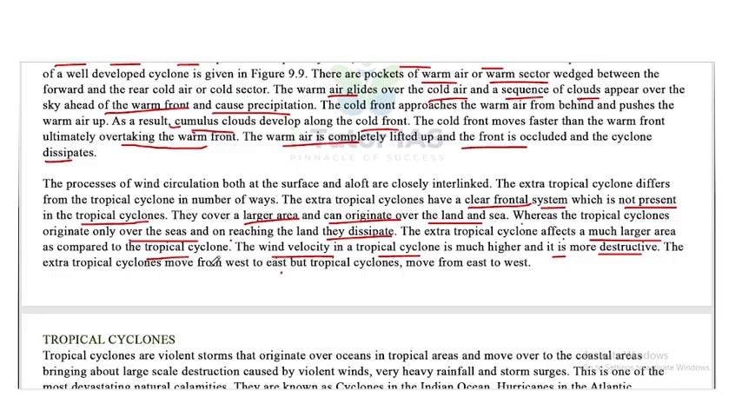The extratropical cyclones move from west to east, while tropical cyclones move from east to west.